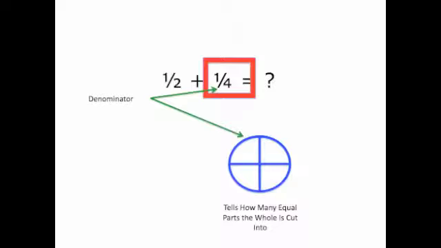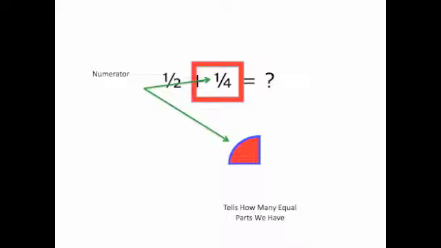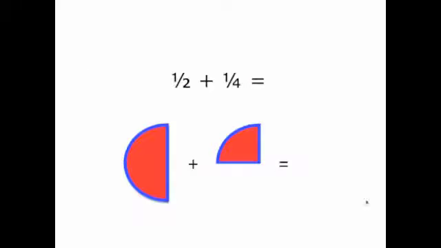Now, let's apply this to the fraction 1/4. The bottom number, the denominator, tells us the whole is cut into 4 pieces. The numerator tells us that we have 1 of those. So what we have in this problem is a whole cut into 2 pieces, and 1 of those pieces, added to a whole cut into 4 pieces, and we have 1 of those. 1/2 plus 1/4 equals how much?